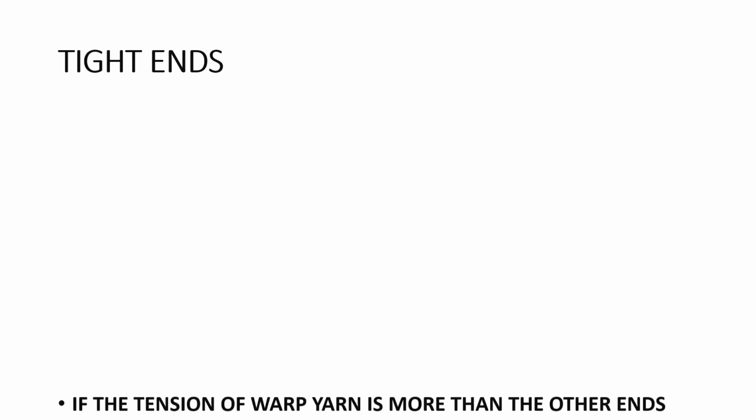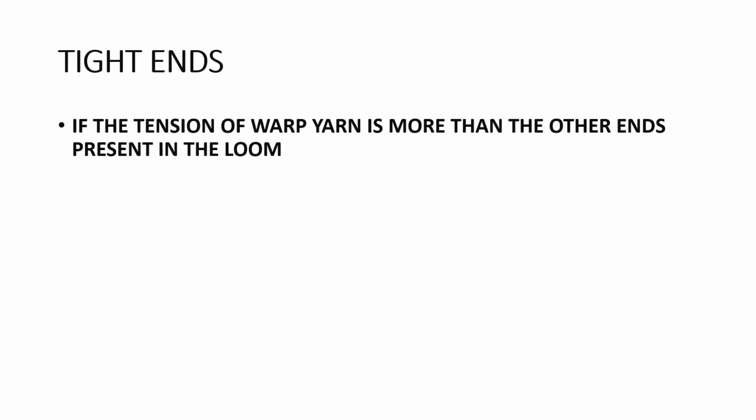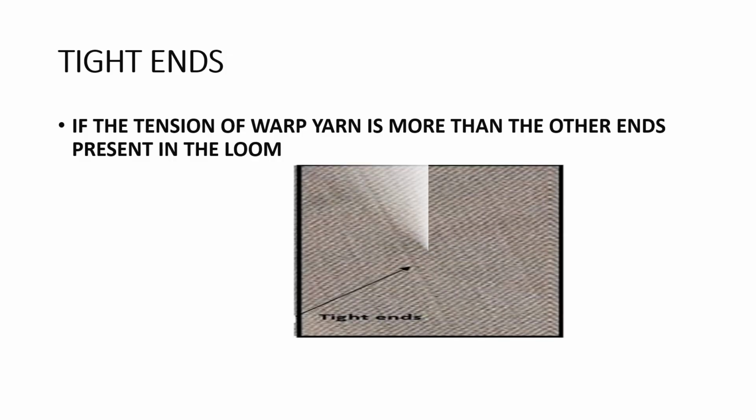Let us see students some other kind of defects also, like a tight end. What do you mean by a tight end? Tension of the warp yarn again is responsible in the weaving, and it may cause the tight ends. And it is also easily visible. Tight ends in the particular fabric, you can see by the arrow mark, are due to the tension of warp yarn. You have to understand by seeing that particular portion.